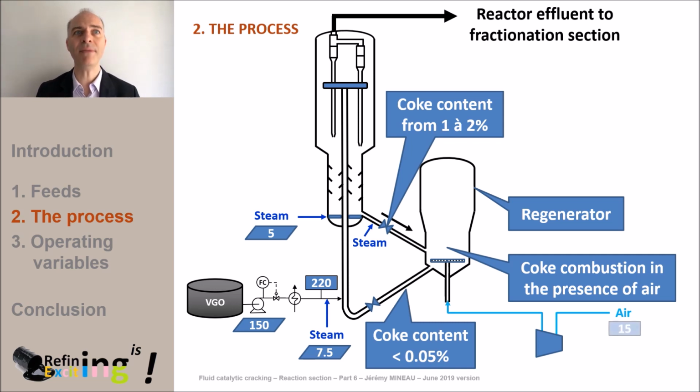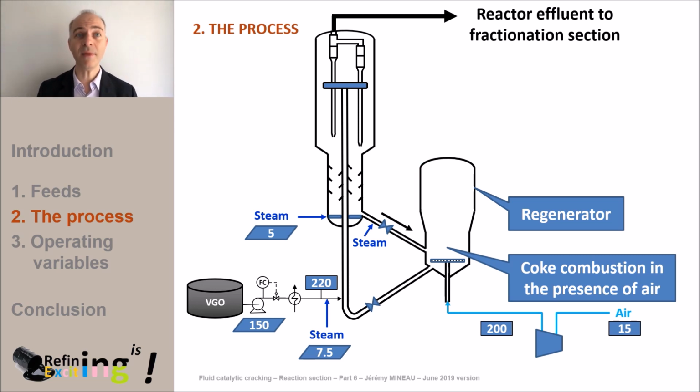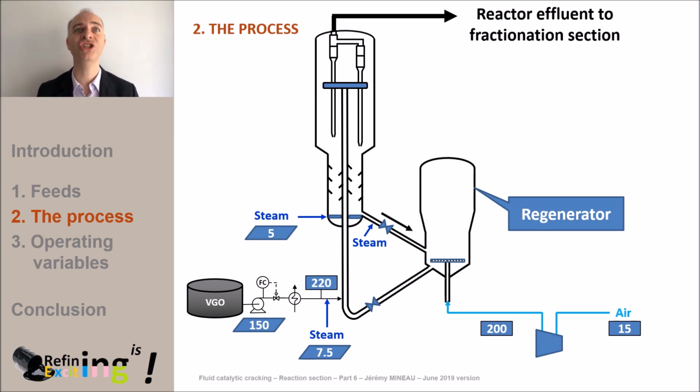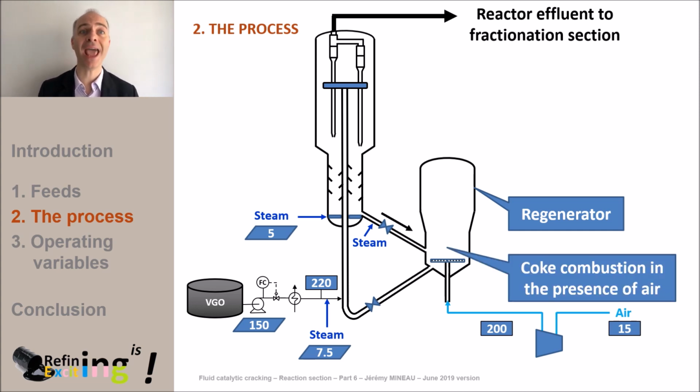Fresh air at ambient temperature flows through a blower to increase its pressure to about 2 bars above atmospheric pressure. With the compression effect in the blower, the air temperature naturally rises up to 200 degrees C. The chemical reaction between coke and oxygen in the air is very exothermic and raises the mixture air plus catalyst to a temperature of between 650 to 750 degrees C.